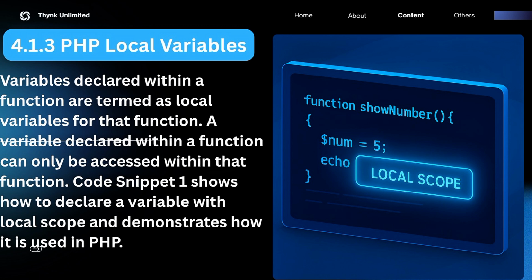In short, local variables are temporary, isolated, and exist only during the function's execution. They play a crucial role in keeping data protected and preventing conflicts between variables in different parts of your code. Understanding local scope is the first step in mastering PHP's variable management system.